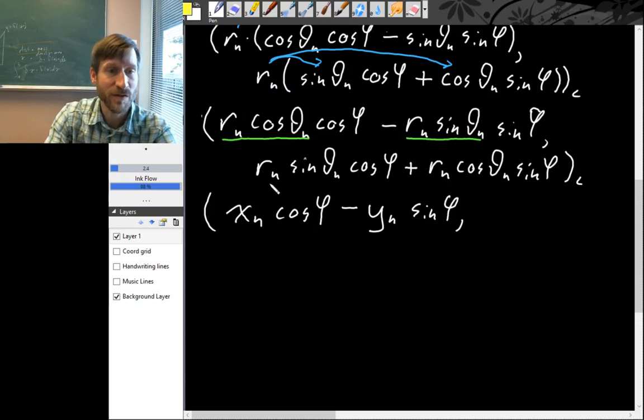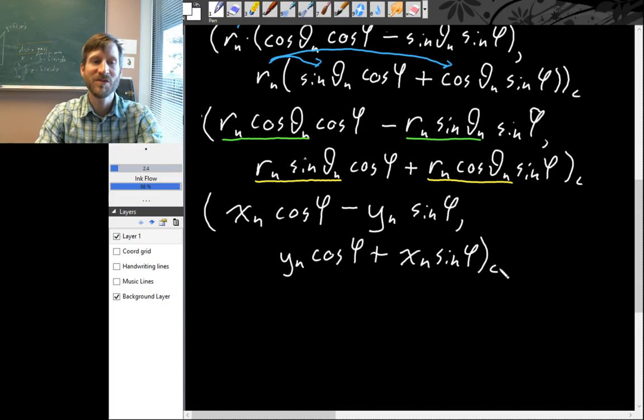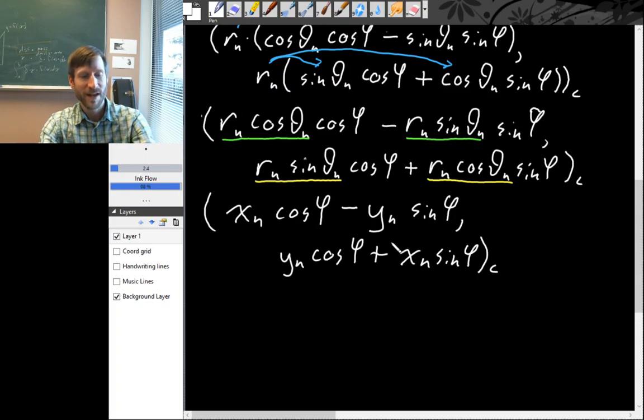Then for the y coordinate of the rotated point, r sub n times sine theta sub n, that's y sub n times cosine phi plus, and then right here, r sub n times cosine theta sub n, that's x sub n times sine phi. Now this seems like an improvement because there aren't any r's, so let's count up all the operations that we have to do for each point.